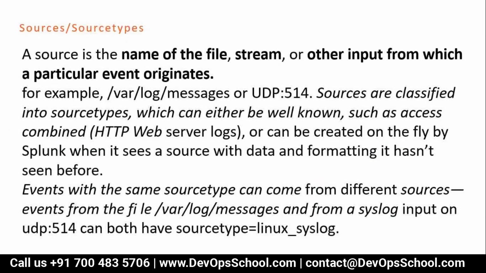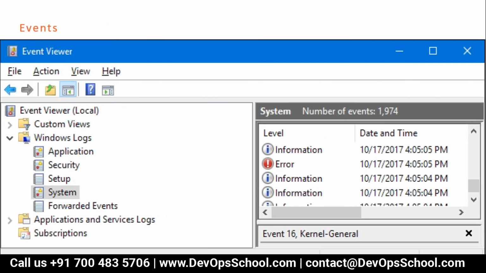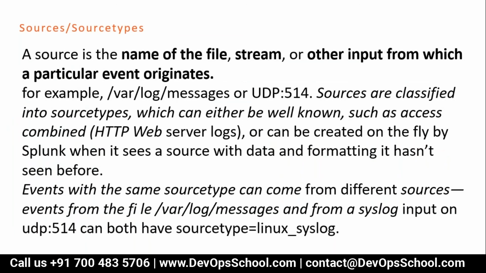Now what are the source and source type? A source is the name of the file, stream, or other input from which a particular event originates. For example, application is one source or source type, security is one source or source type, setup is one source or source type, like this. So source is the name of the file, stream, or input from which the particular events originate.